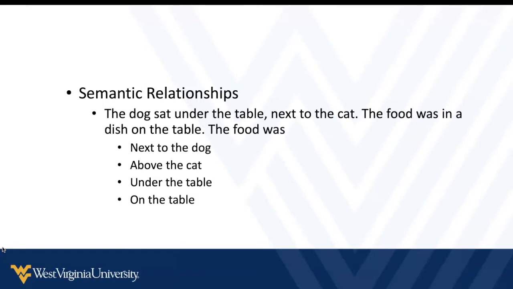Another example from the Self-5 is semantic relationships. The dog sat under the table next to the cat. The food was in a dish on the table. The food was next to the dog, above the cat, under the table, or on the table? Again, they're supposed to come up with the two viable options based on what you said. Which of these would work best?